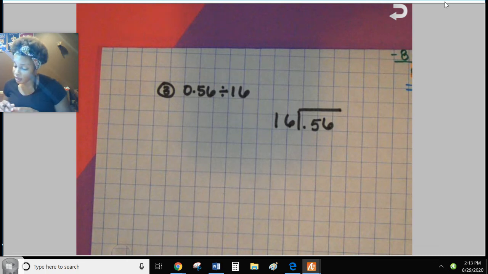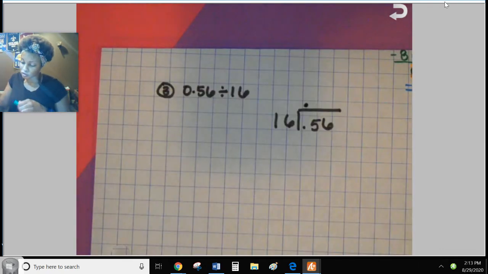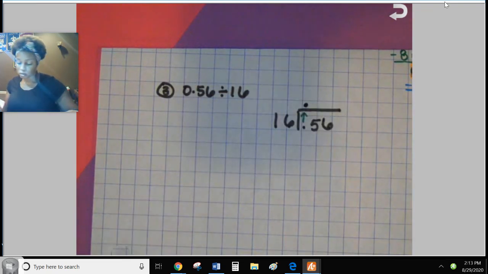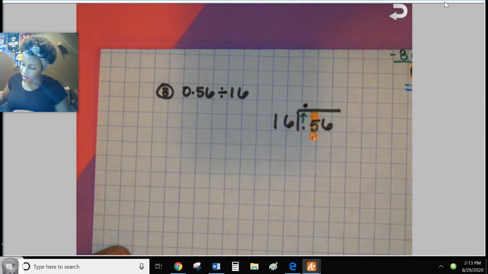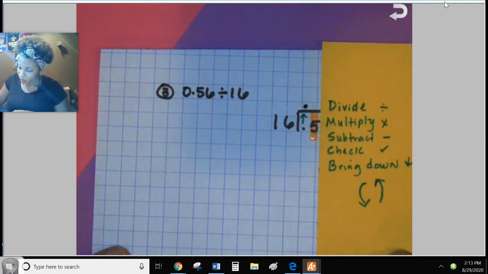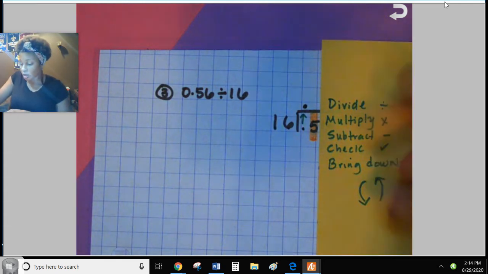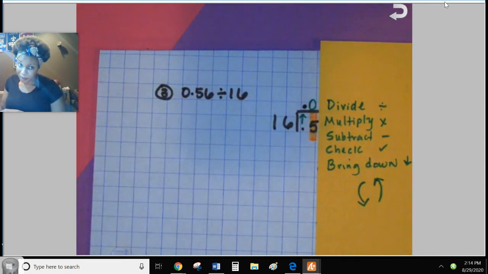And because we don't have anything to move, that part is easy, but remember to bring our decimal straight up. So bring your decimal point straight up, so it'll already be there in your quotient. So we're going to start just like we've started before. Get our handy dandy piece of paper. We're going to start with divide. How many groups of 16 are in 5? And all the people say 0. Okay, none. So because there are none, slide my paper over.